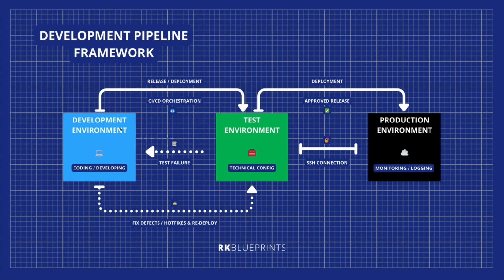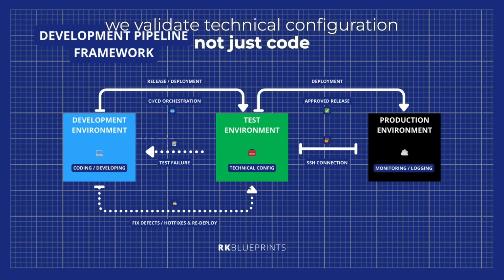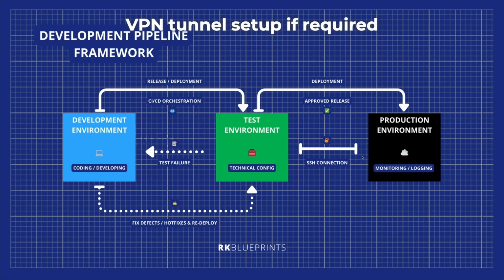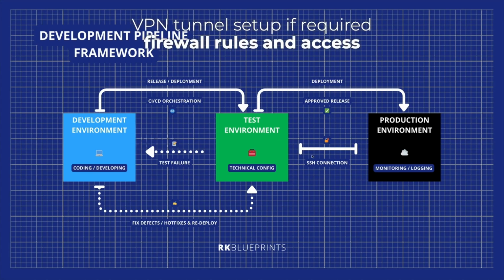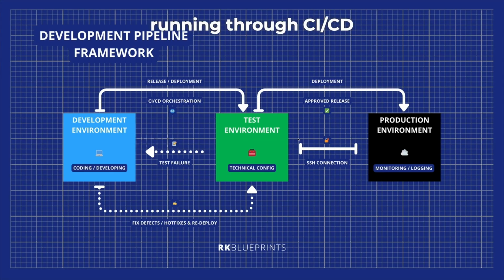Next is the test environment, and this is where things start to get real. This environment mirrors production as closely as possible without real users. Here, we validate technical configuration, not just code. That includes secure SSH key pairing, VPN tunnel setup if required, firewall rules and access controls, environment variables and secrets, as well as automated tests running through CI/CD.